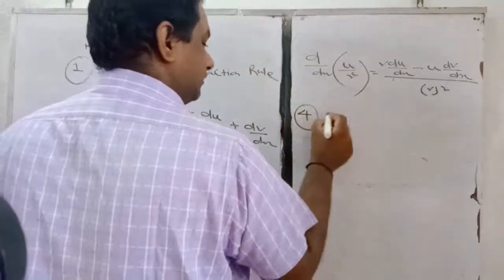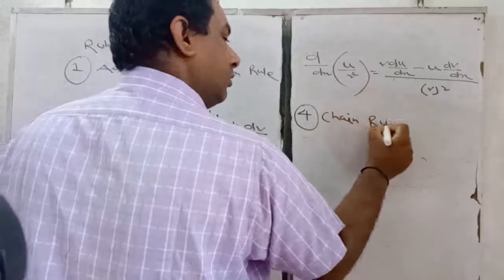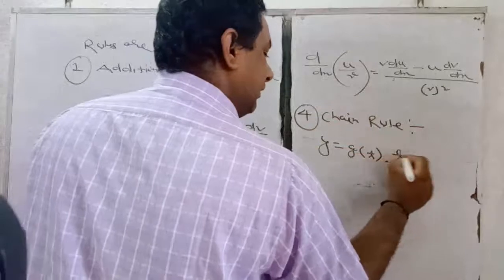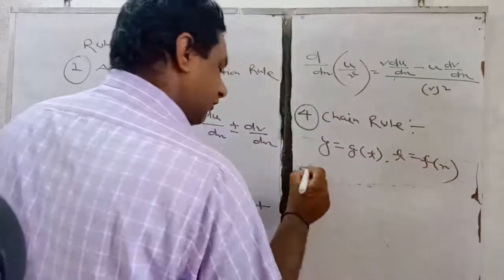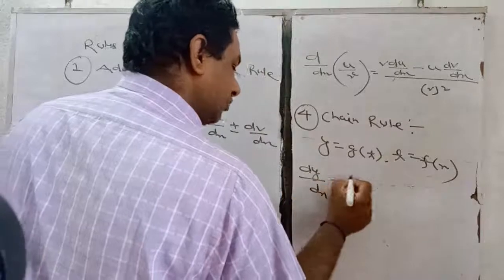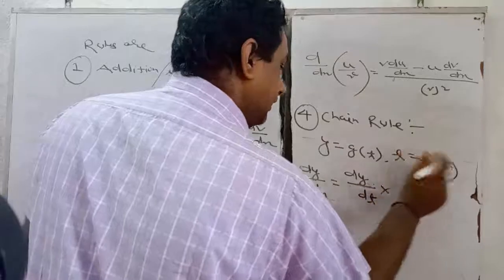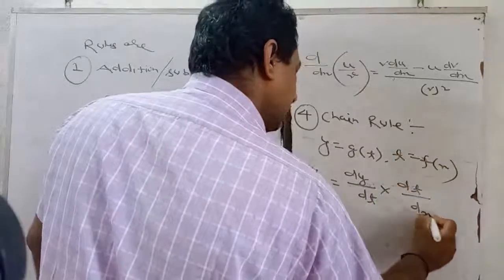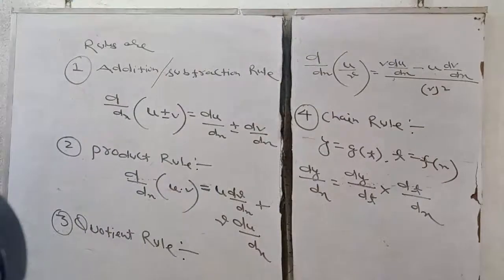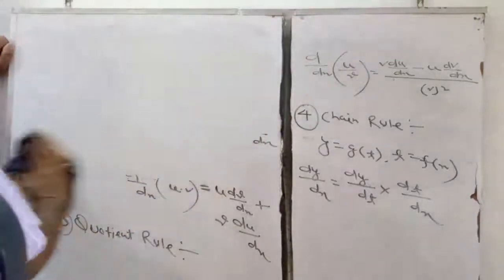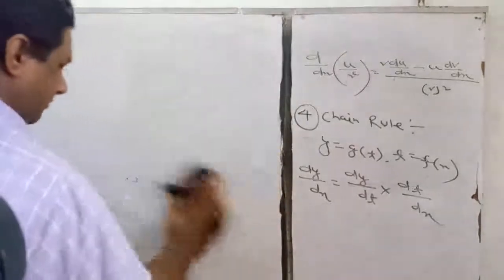Fourth one is the chain rule. Y depends upon t, t depends upon x. How can you find dy by dx? We can differentiate y with respect to t and then t with respect to x. This way we can obtain the chain rule. These are the rules of differentiation. Now we are going to write some basic formulas of differentiation which we need to solve the questions.